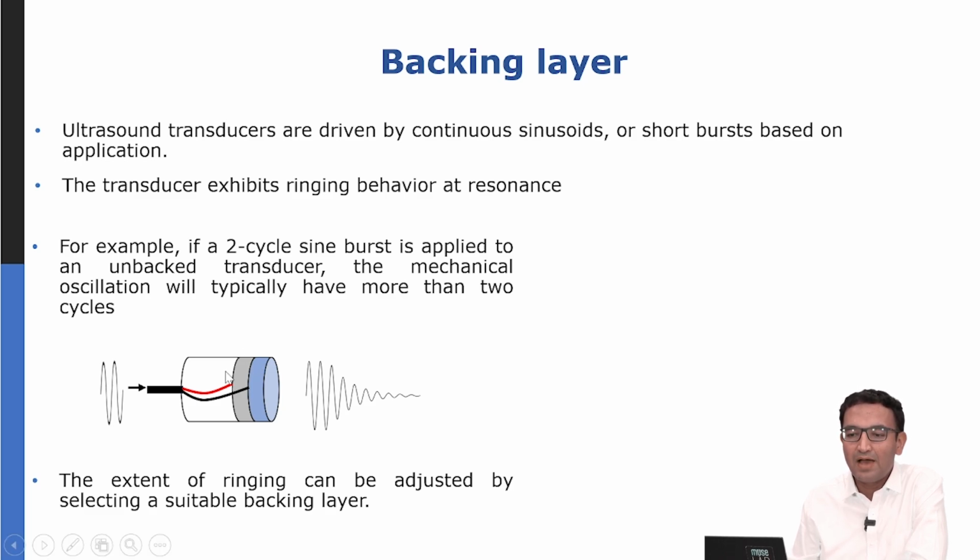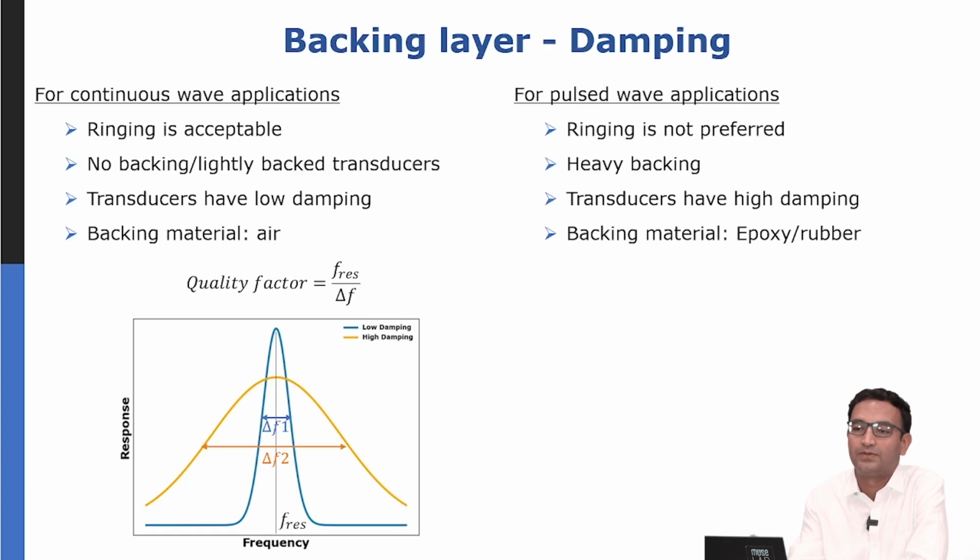For example, if I have an ultrasound crystal and I drive it using a 2-cycle sine burst, even after these 2 cycles have ended, the transducer continues to oscillate because of its inertia before these oscillations are damped out. This is not very good for imaging, because you would want a transducer which quickly damps so that you can receive the signal from the tissue. The extent of ringing can be adjusted by selecting a suitable backing layer for damping the crystal oscillations.